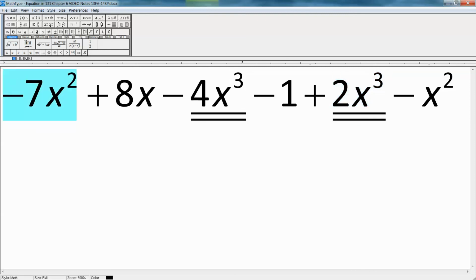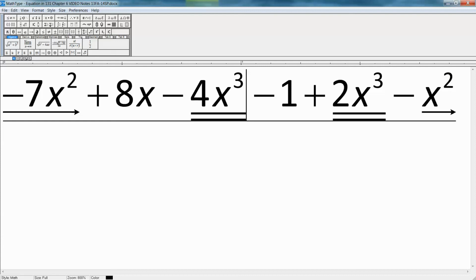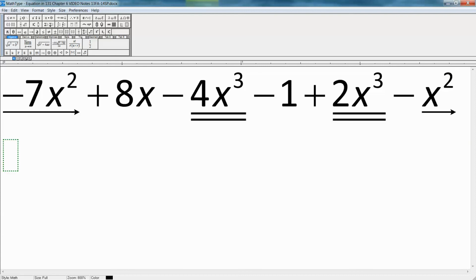And then I've got an x squared right here. I'll give that a single underline. Oops, let's do an arrow. There we go. And then this is an x squared, and that gets an underline. All right, and then we've got an 8x and a 1. And when we write these, we tend to write the highest degree in front. So I'm going to take the two underlined ones, this one and this one. So I have negative 4x cubed plus 2x cubed. That makes negative 2x cubed.